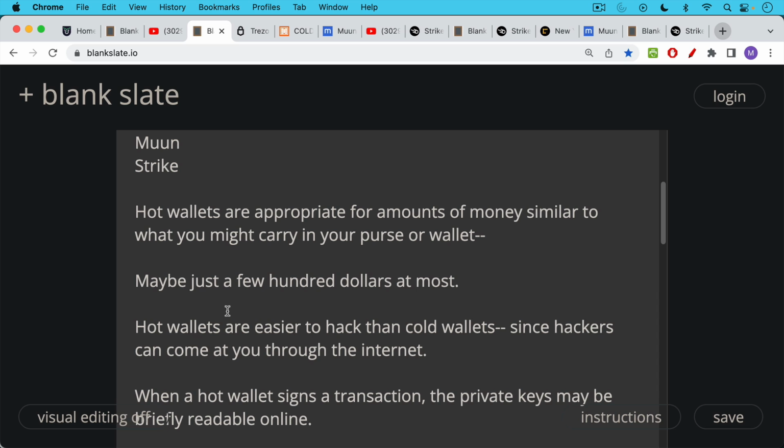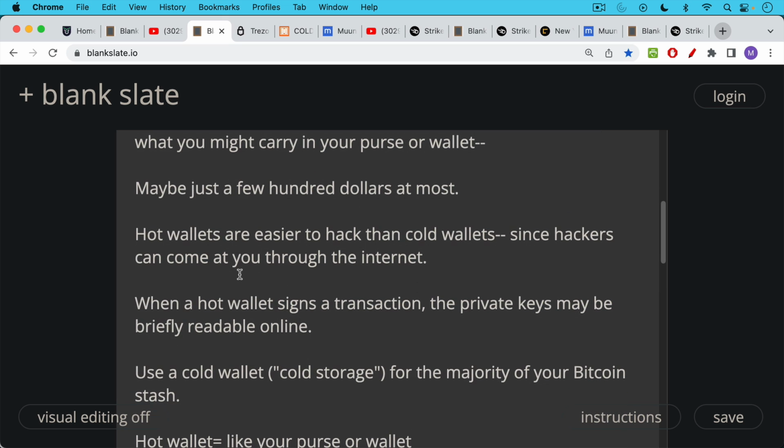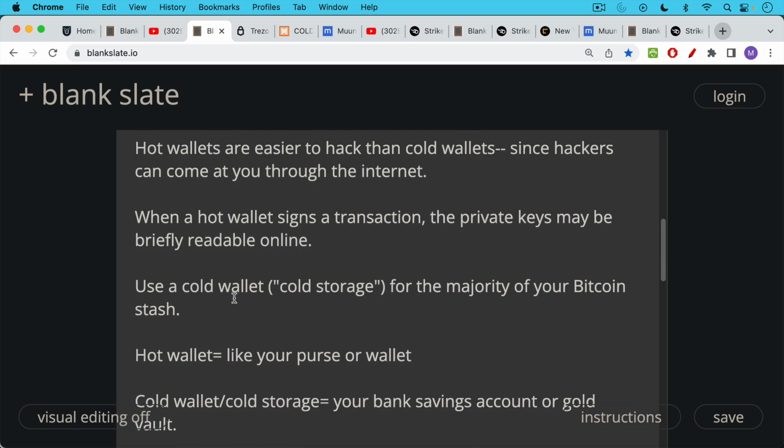The reason you don't want to leave a lot of money on a hot wallet is because they're easier to hack than cold wallets, because hackers can get to you through the internet and get to the app through the internet. When a hot wallet signs a Bitcoin transaction, the private keys may also be briefly readable online, as I understand it. So you definitely want to use cold storage or a cold wallet for the majority of your Bitcoin stash, your long-term savings.